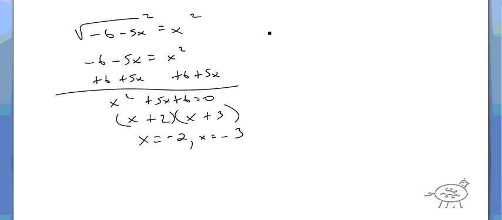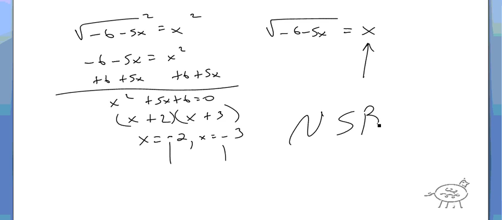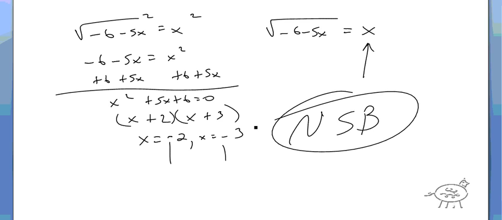So let's look at our problem that we have here again. Negative 6 minus 5x equals x. Okay, my question is, both of these are negative. Is there any way that this can be negative when you take the square root of a number? No, it's not. So neither one works. So the answer to this problem is no solution. All right, and again, you can plug it in if you want, but I just know that that won't work because of that negative over there.